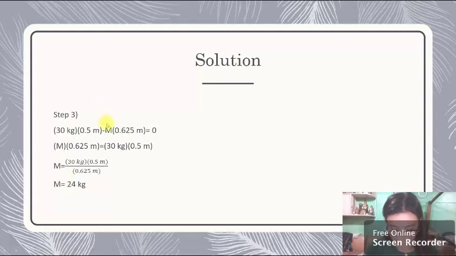So next, we're going to compute for the mass of the sand. So we're just going to plug it in. This one's the value earlier, which is 50 cm converted to meters. We have a value of 0.5. So we're just going to plug it in. This one, move it to the other side, since we need to look for m. So yeah, we have an answer of 24 kilograms. So basically, the mass of the sand should be 24 kilograms.